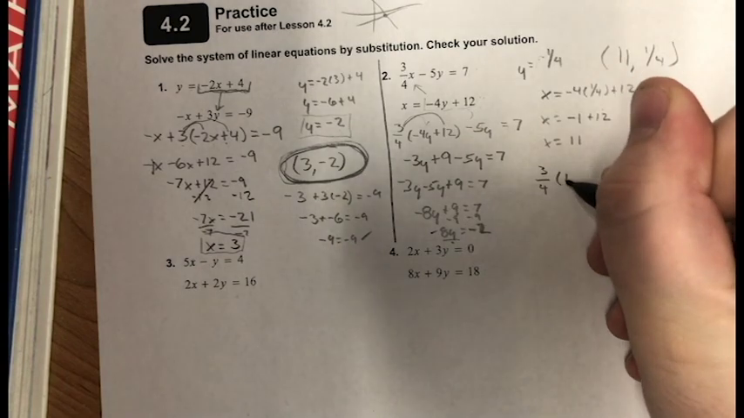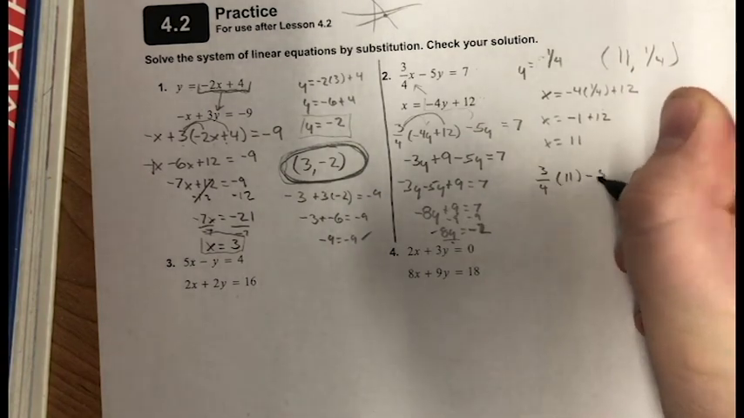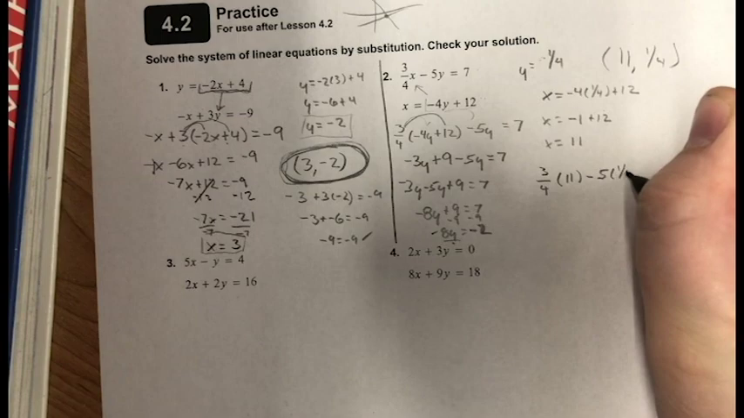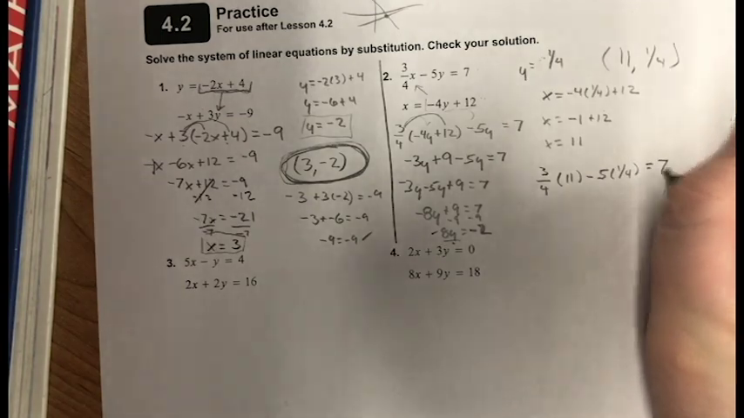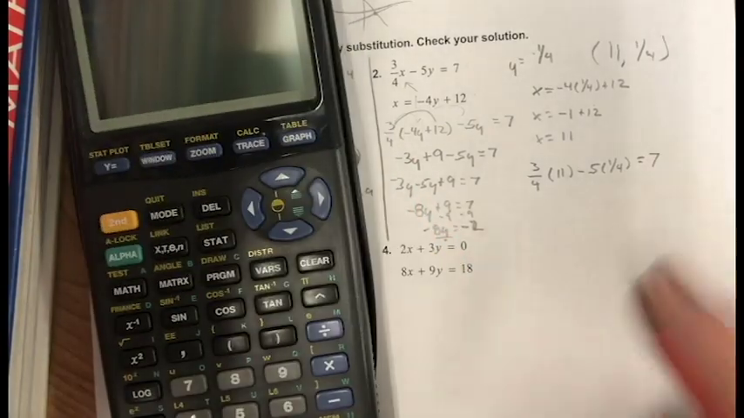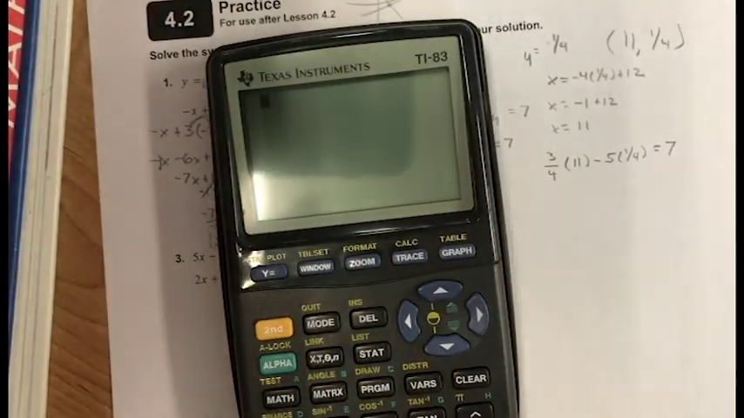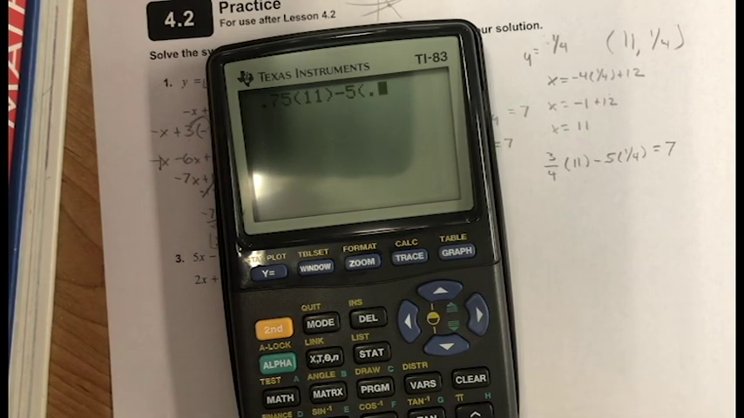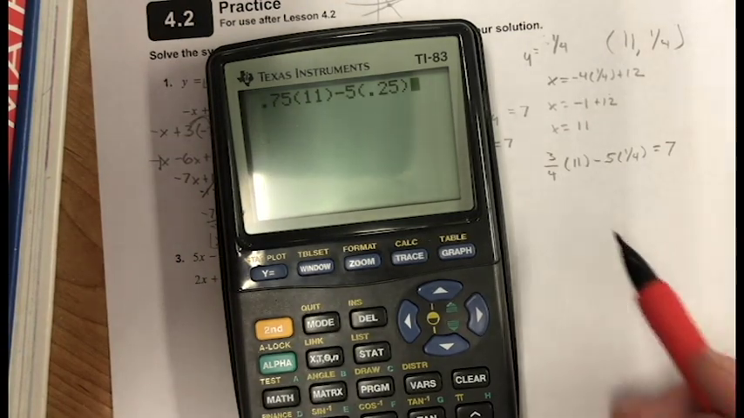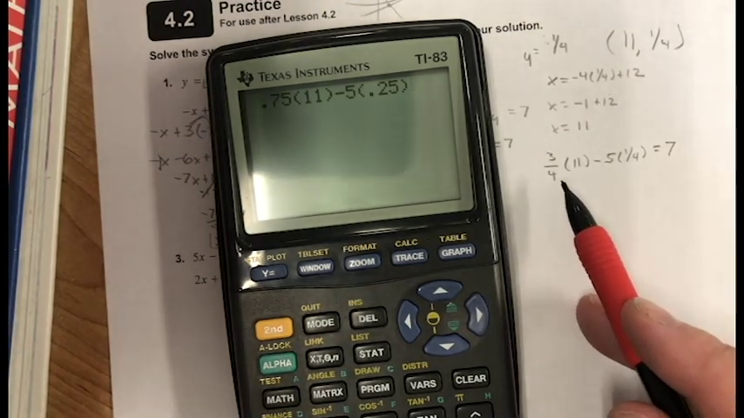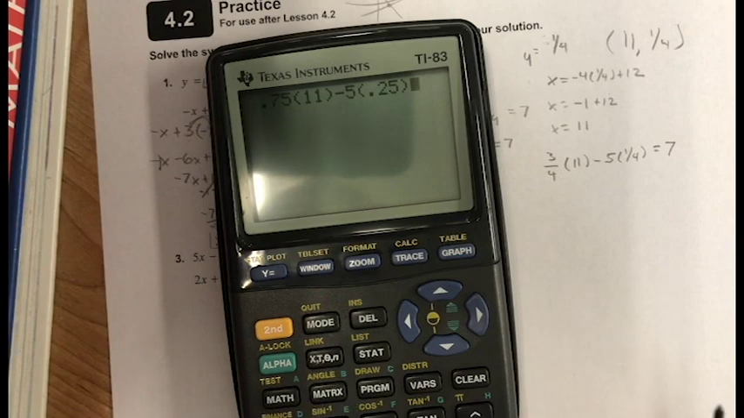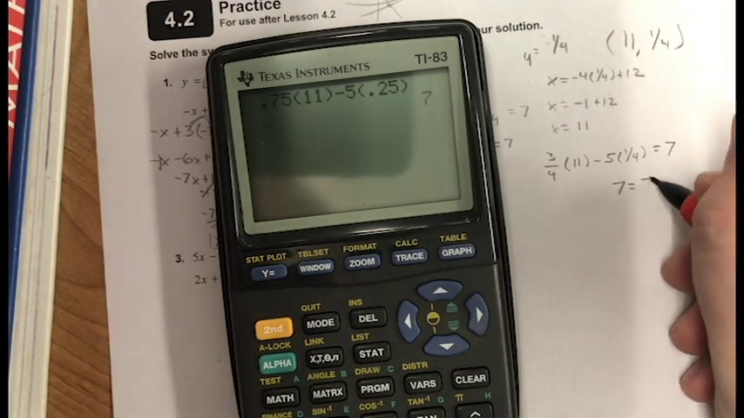3/4 times 11 minus 5 times 1/4 equals 7. So let's use our calculator on this one. I don't feel like working so hard. Remember, 3/4 can be written as 0.75, and we're going to say 11, and then we're going to go minus 5 times 0.25. The reason I'm using those is because it's just easier to put it in as decimals and fractions in this case. And if I've done this right, we should get 7. And we did. So this does work out.